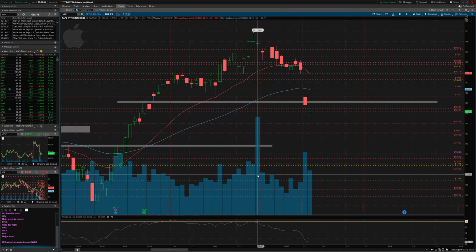Whenever you see a big volume bar like this and a little candle, it means that there's just a ton of sellers that met the buyers at that point. It means it's the apex at that point.